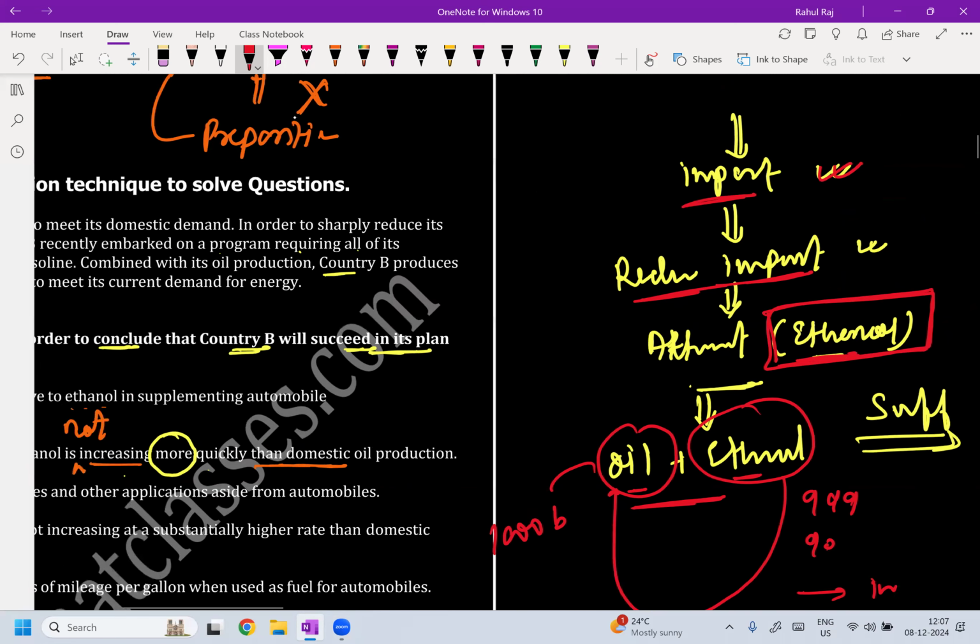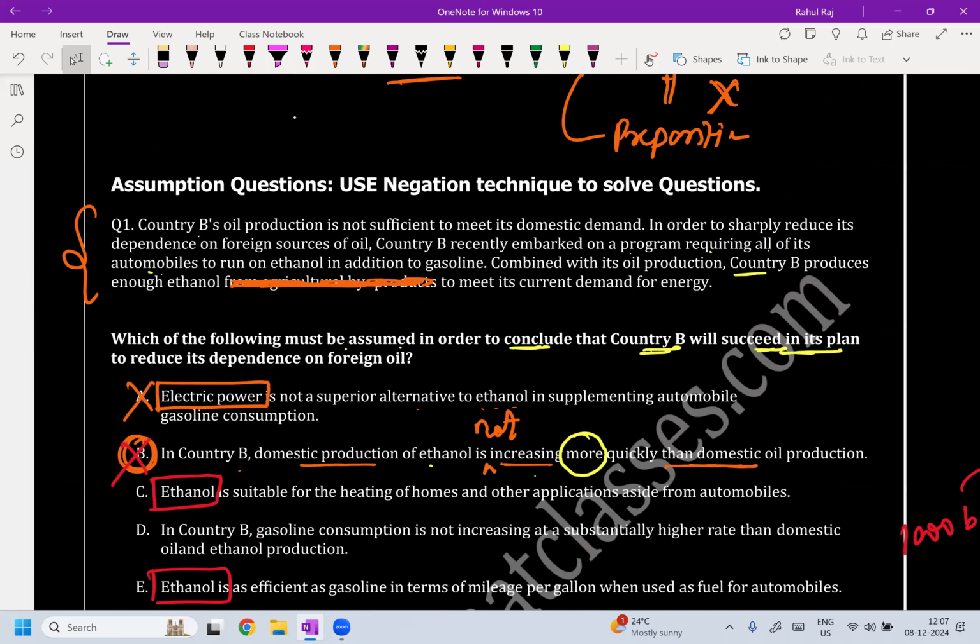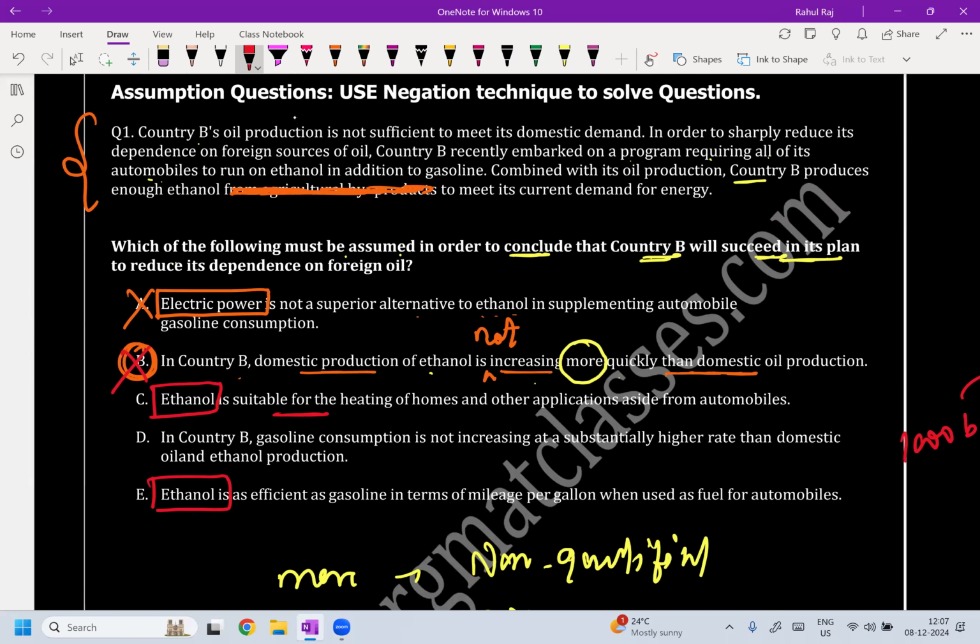No. Nothing discussed, right? They have not discussed anything. They have said that there is an alternate source of fuel called ethanol. They have directly come down to the conclusion that oil plus ethanol is sufficient to meet the current demand. Am I making 100% sense? Yes or no? So what is ethanol suitable for and how efficient is ethanol, how is it my business?